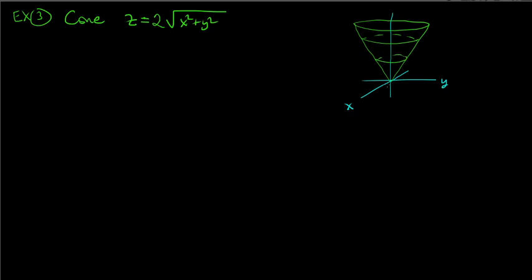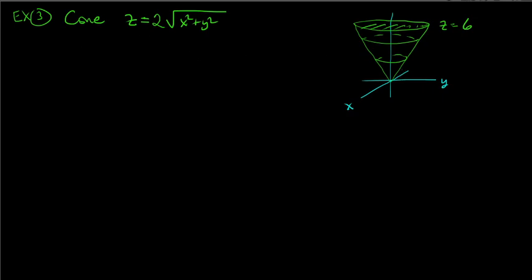Oh, and it's only half the cone, right? We're not worried about the bottom half here. If you want the bottom half, that would be z equals negative 2 square root of x squared plus y squared. So we can include that if we want, but in this case we'll just include the top half of the cone. And let's suppose that the top surface here is going to be z equals, let's say, 6.